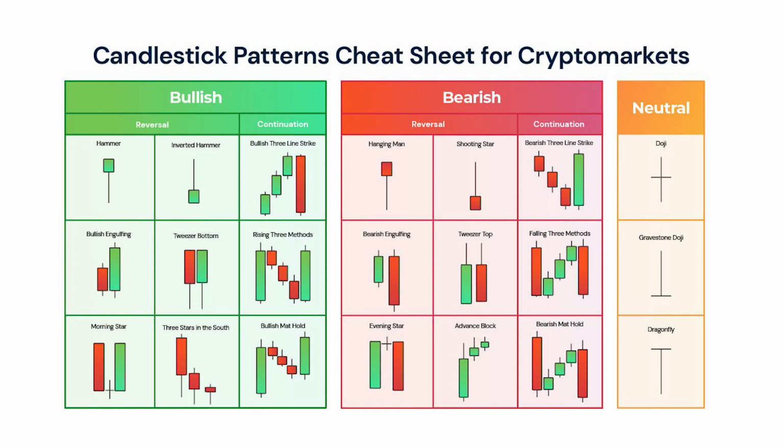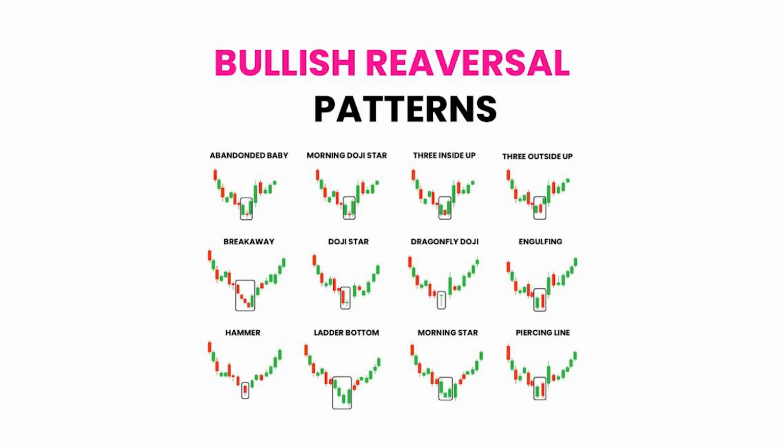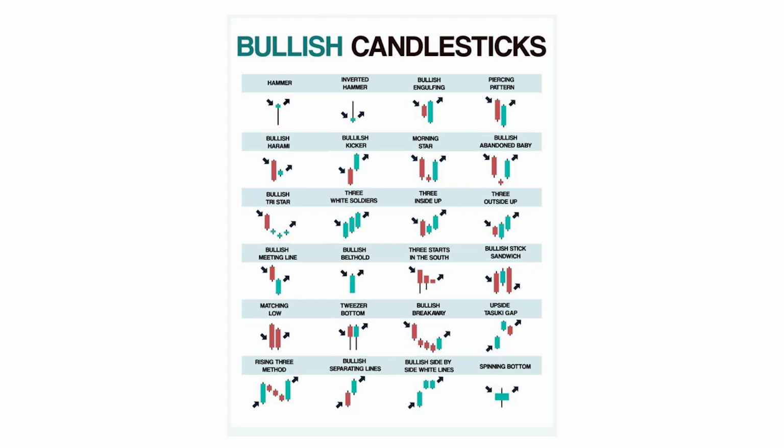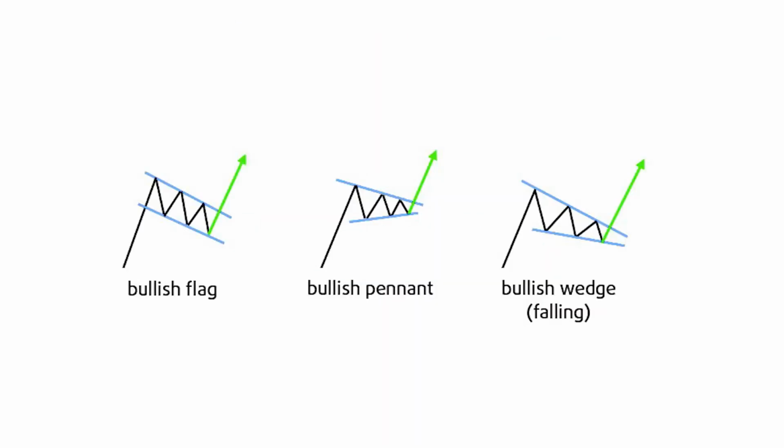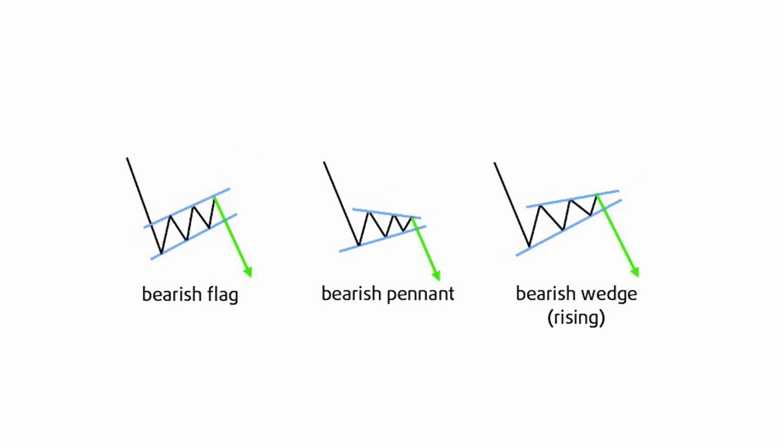For example, when there is a bullish reversal pattern, price will be going down, and then a pattern will appear to signal a reversal to the upside. The same is true in a bearish reversal pattern. Price will be going up, and then a bearish reversal pattern will appear to signal a reversal to the downside. In a bullish continuation, price will be going up, and another pattern will appear to indicate a continuation to the upside. In a bearish continuation, price will be going down, and then a pattern will appear to indicate a continuation to the downside.